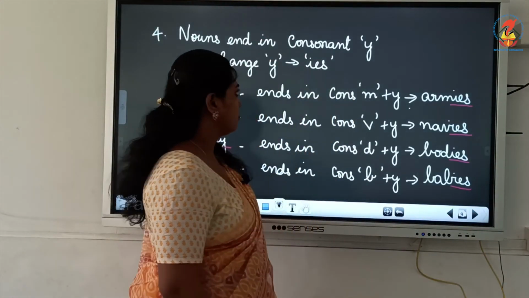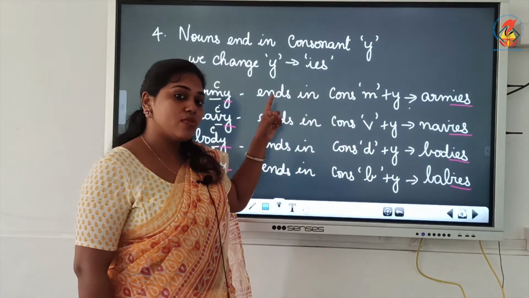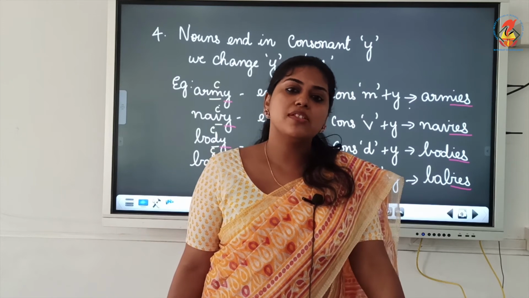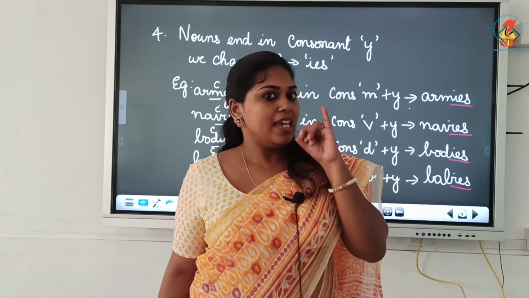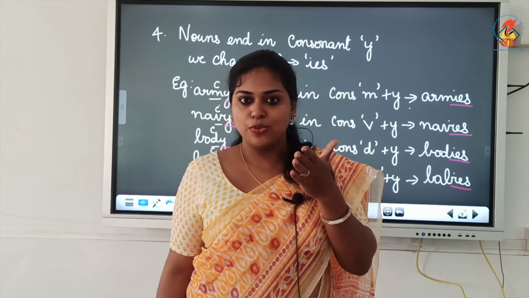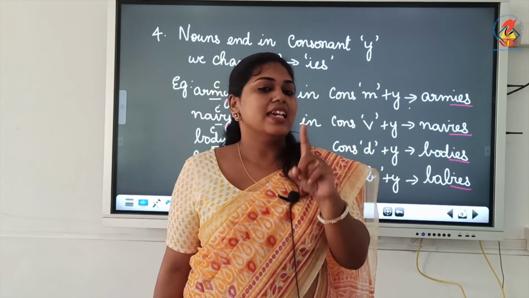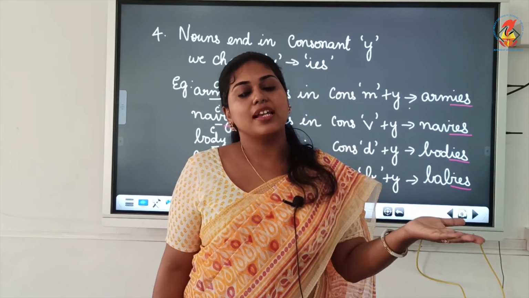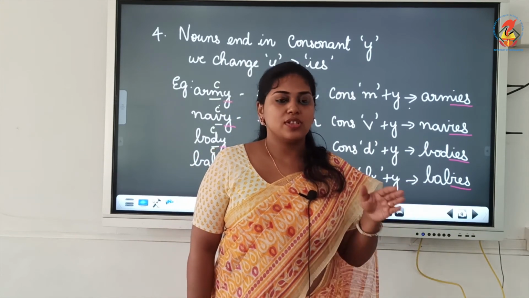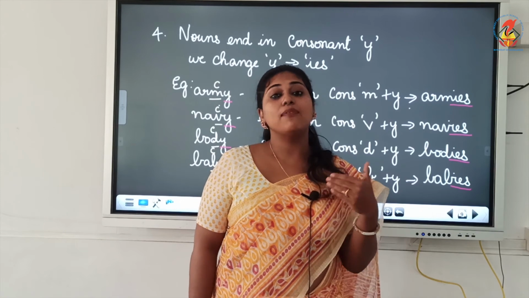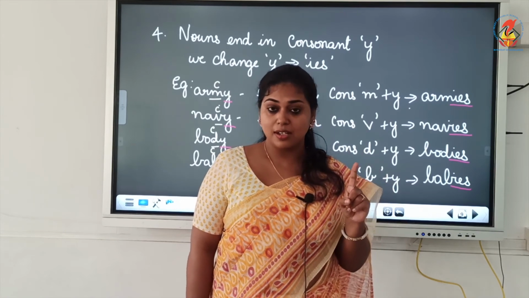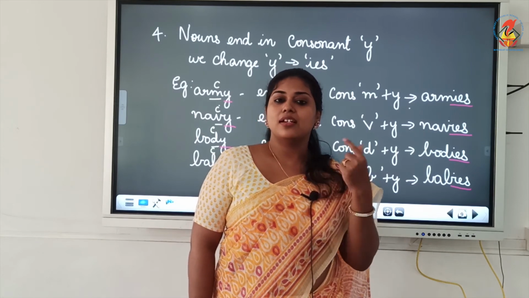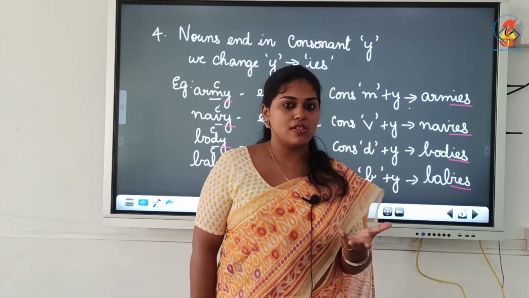Now the next one. For the nouns ending with a consonant and Y, you have learned vowels and consonants. Which all are vowels, children? Yes. A, E, I, O, U, right? Rest all other letters come under consonants. So these are the vowels and consonants. Now, if we have a noun ending with a consonant, that means B, C, D are consonants, E falls under vowel, right? Then F is a consonant, G is a consonant, right?